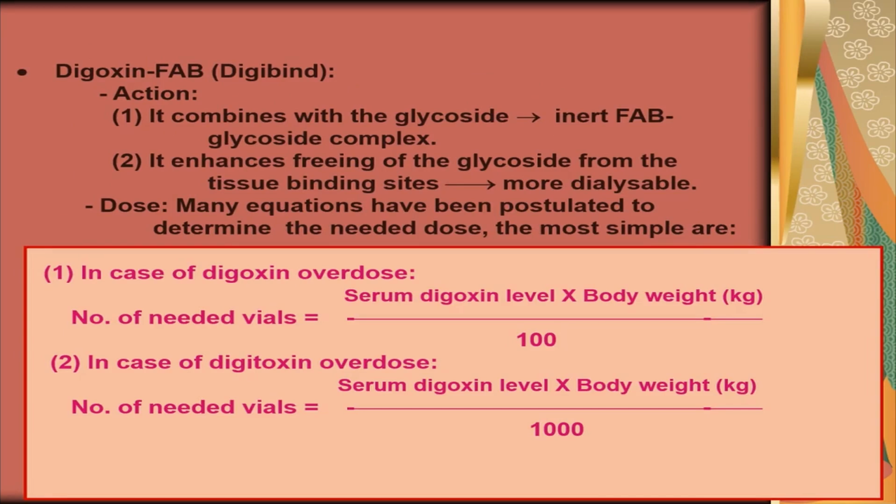Digoxin Fab or Digibind. It combines with the glycosides, forming an inert Fab glycoside complex, which is easily excreted. On the other hand, it enhances freeing of the glycosides from the tissue binding sites, from the intracellular compartments, which renders the drug more dialysable. The dose. Many equations have been postulated to determine the needed dose. The most simple are plotted in the underlying table.